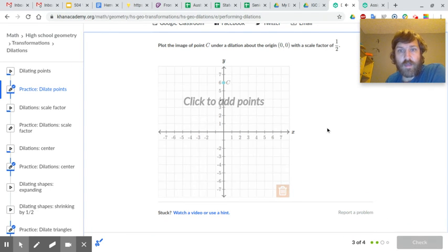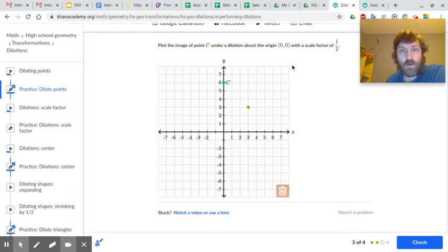So those are the two main types of problems that you have. This is another one that's in a similar kind of idea. You have 0, 0 as the origin, and it's going to be dilated by 1/2, which means that the point is going to be half as far from the origin as C is. So half of 6 is 3, and that's pretty much it.